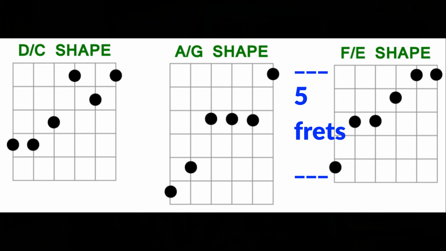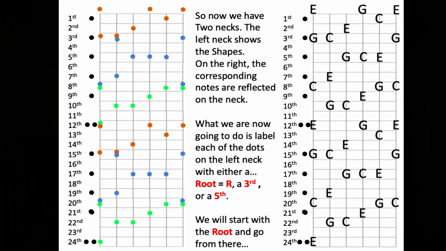However, we're doing it for a reason, because what we want to do next is align all of these notes that we have just defined, and we're going to signal them out as roots, 3s, and 5s. So if you look at this next diagram, should already be up in front of you, we've got 2 necks. One neck with all the colored dots, and one neck with C's, E's, and G's, because those are the notes that make up the C major chord. Now we're going to identify all of these notes as a root, a third, or a fifth. We'll start with a root.